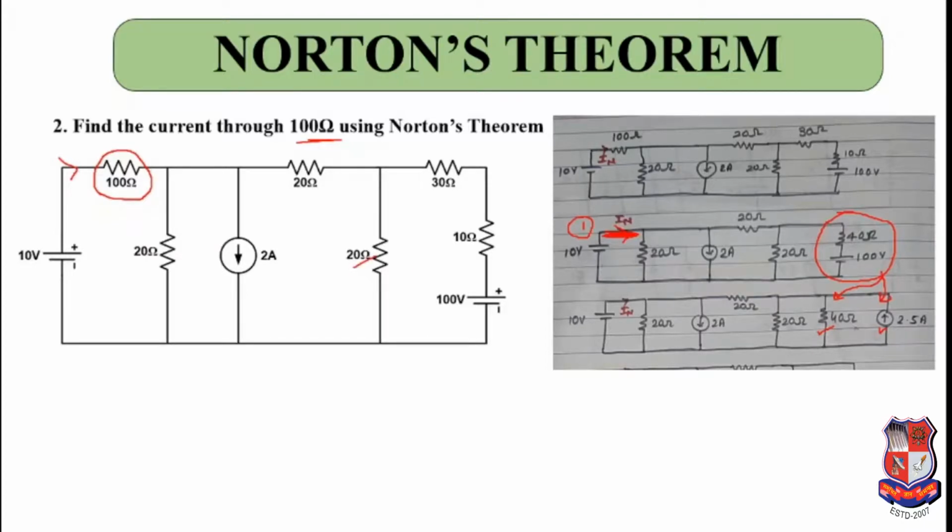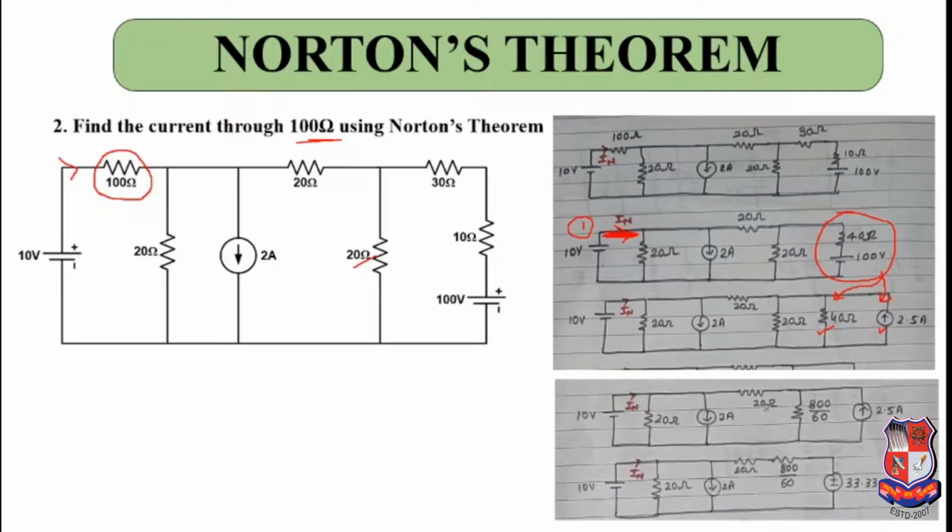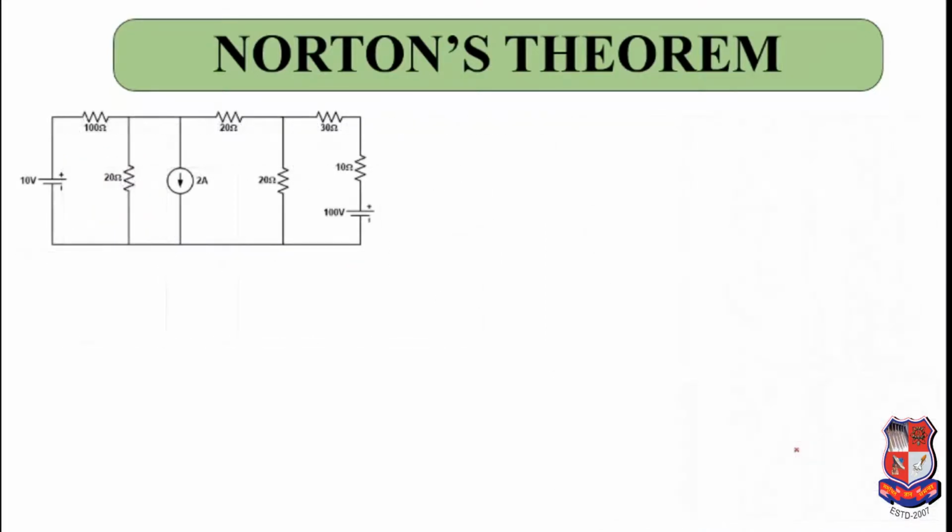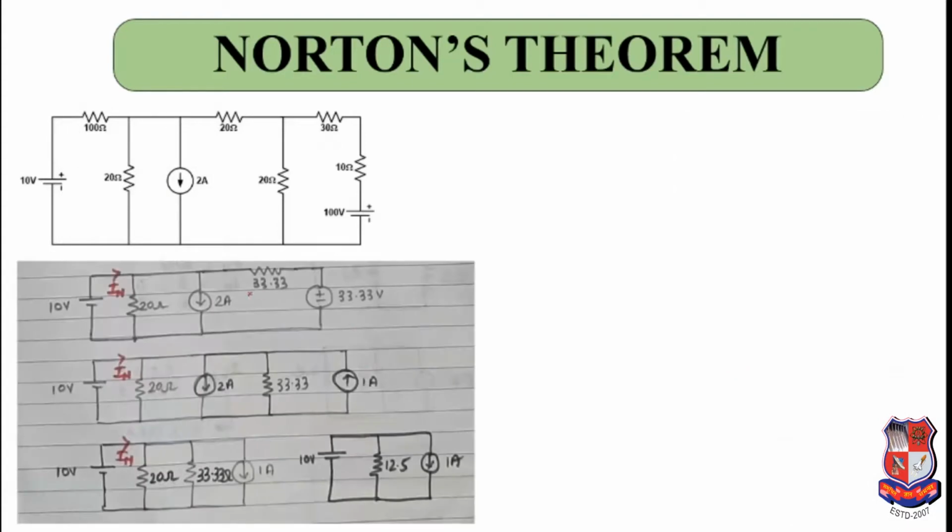So you can find the equivalent of these two. That comes out to be 800 by 60, and that will be with a current source. Again, this current source and this resistance are in parallel, which will give you a voltage source in series with resistance. Now this 800 by 60 and 20 are in series, so you can find it further. Those two in series will be 33.3, and the voltage is also 33.3.